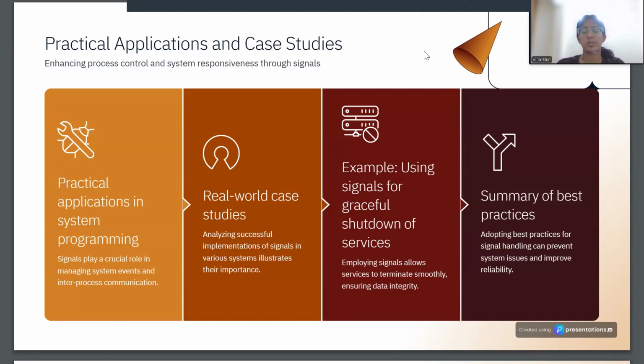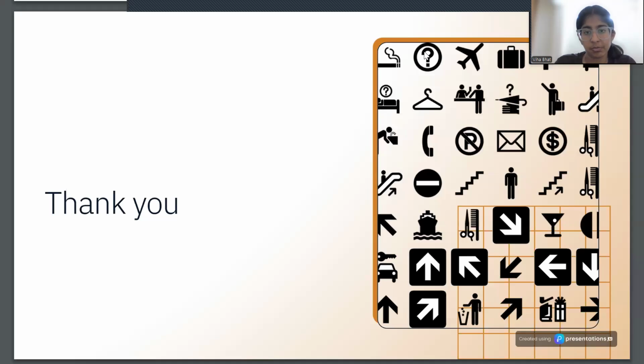Next is a summary of best practices. Adopting the best practices for signal handling can prevent system issues and improve reliability.